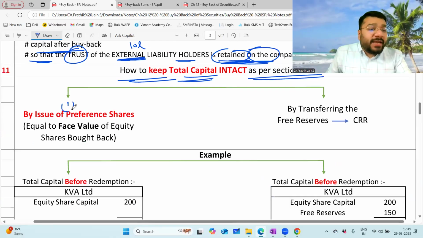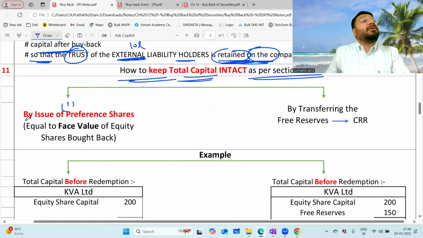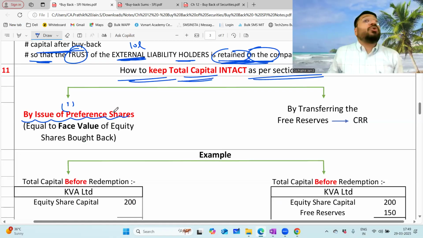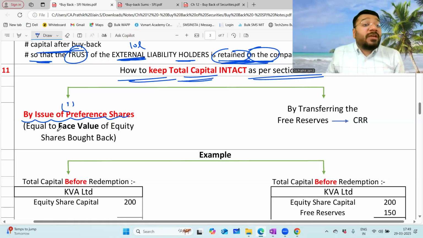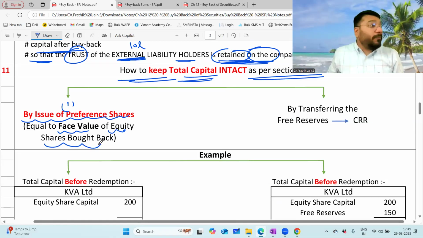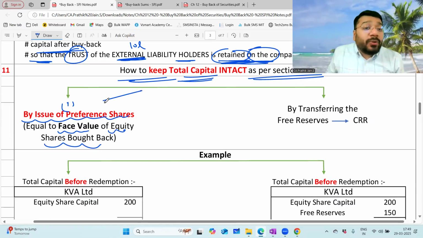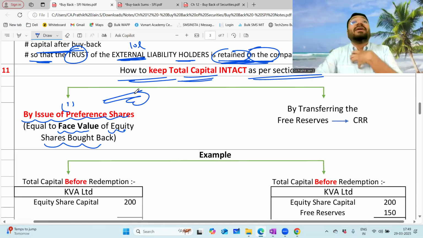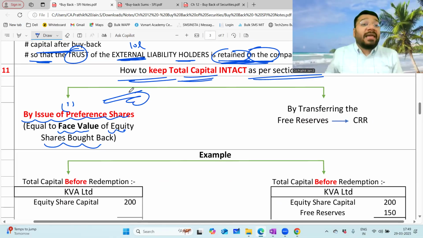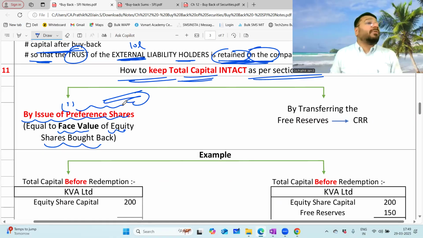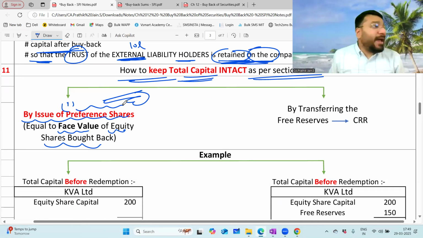The first option given by Section 68 is that you can repay the equity share capital back if you don't have the surplus money. If you don't have your own funds, then you can issue preference shares. How much? Whatever is the face value of the equity shares that you're going to buy back, equal to that, you have the option to issue preference shares. When? If I don't have surplus money. Instead of using my own fund, I can issue preference shares, and from that money, I can do the buyback.